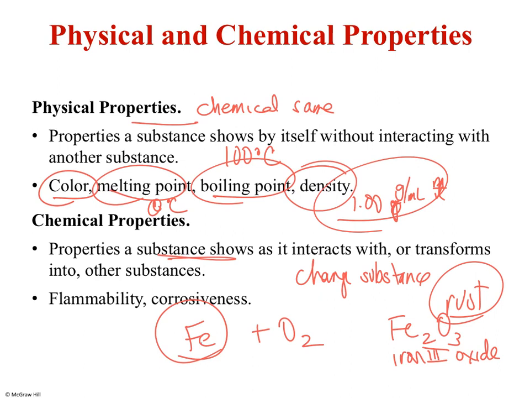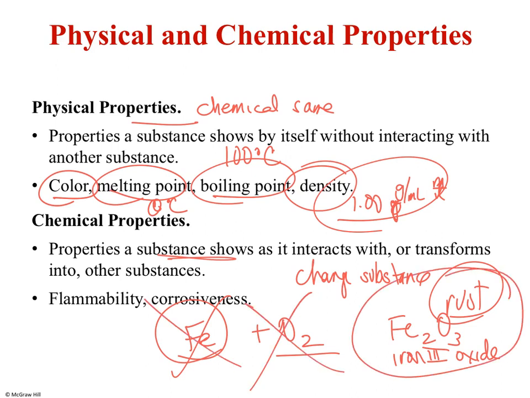If you leave iron unprotected, meaning no paint, in an oxygen atmosphere, you're not going to have iron anymore, and you're not going to have oxygen. You're going to have a new substance called iron oxide. And so those are chemical changes and chemical properties.